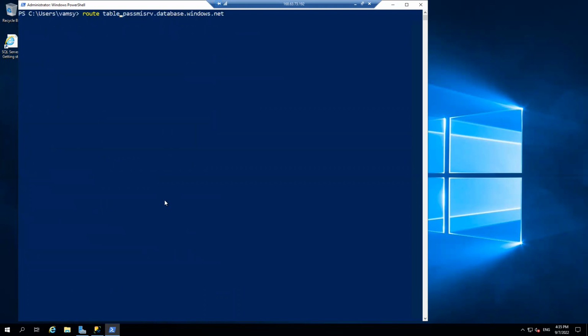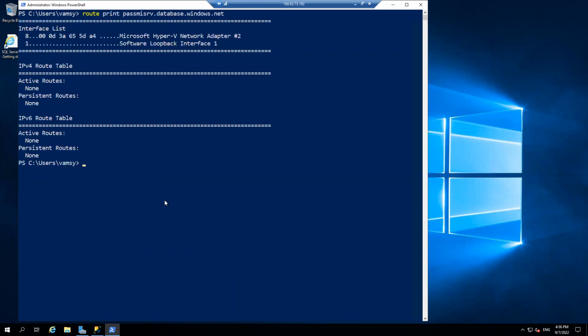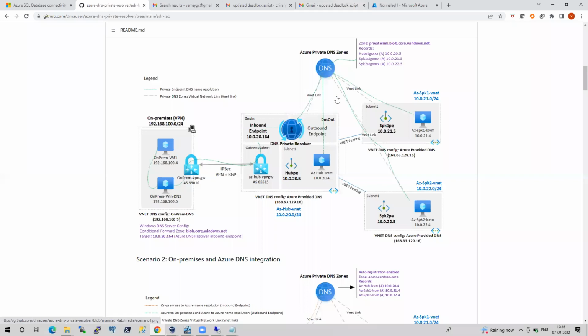Let us check the route if you want. And what is this machine? I think this is the PaaS VM, where I'm able to talk to my Azure SQL. If I print the route, I got something with the Microsoft network adapter and some software. I don't know about this routing table because it is not in an understandable format, so I'm ignoring this. My question is, are you getting the difference between private endpoint and private DNS zones?